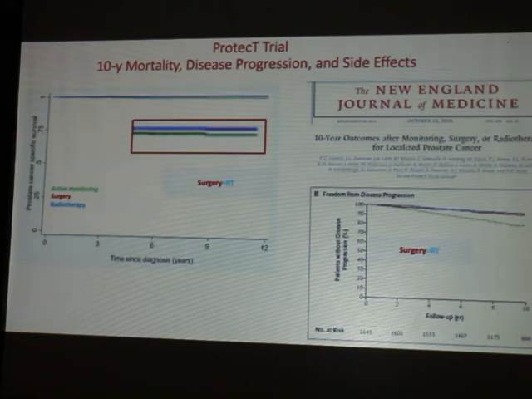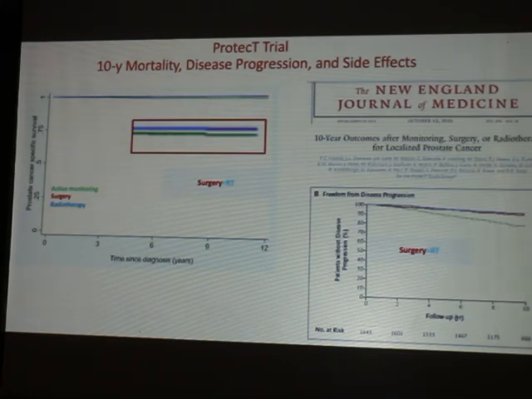So when you remove the jaundice effect, this is what you get. I mean to say, there was a big trial called the PROTECT trial, published in NEJM. Everybody knows NEJM. This PROTECT trial was published in NEJM in 2017. It is a randomized trial of low to intermediate risk prostate cancer, and it has three arms.